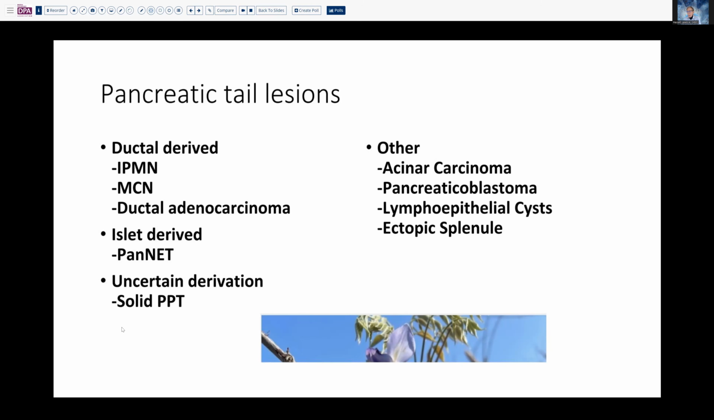And then we have a group of tumors that are of kind of uncertain derivation, the solid pseudopapillary tumor, and then other tumors like acinar carcinoma, pancreatoblastoma, though, again, a very different age group to be expected there. And then lymphoepithelial cysts, ectopic spleen, and other unconventional or unexpected neoplasms in this area, and potentially even things like autoimmune pancreatitis, though again, that's a more frequent lesion in the head of the pancreas. So those are the kind of things that run through my mind as I encounter this clinical story.